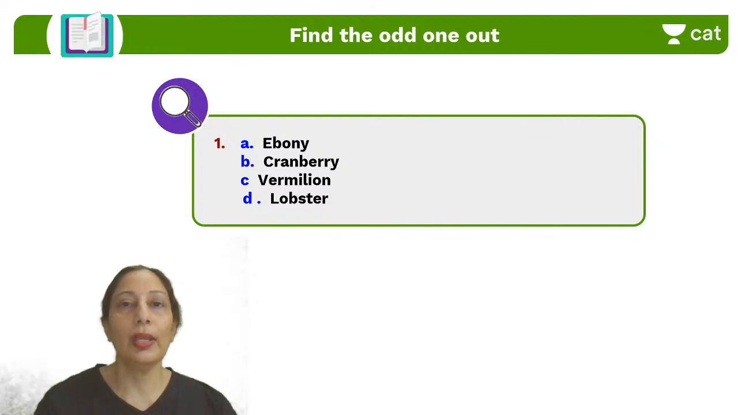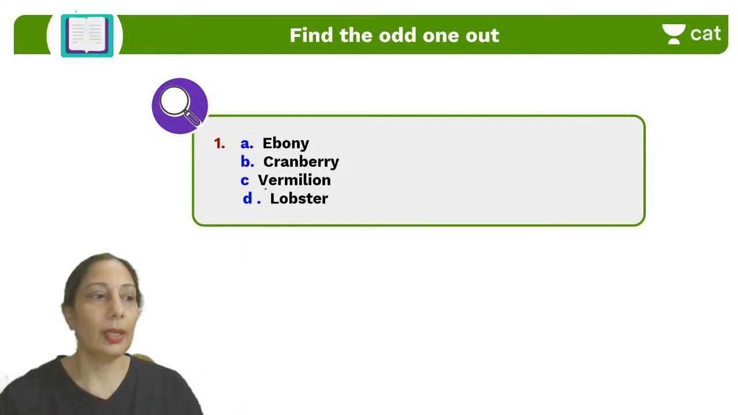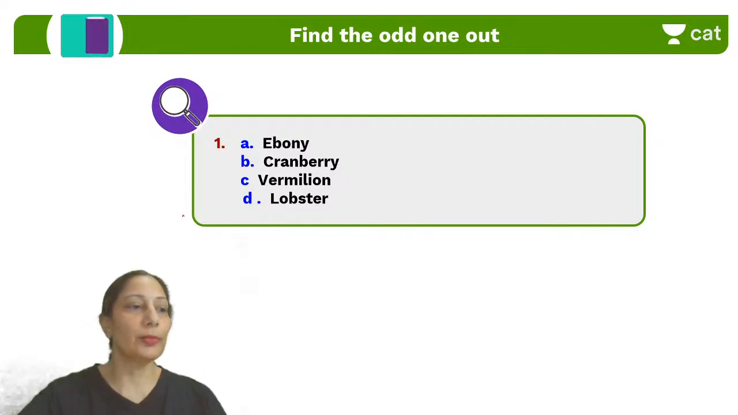Okay, now you have to find the odd man out. So it is ebony, cranberry, vermilion, lobster. What is the odd man out here, guys? Can you tell me? So this is a set of words. Which is the word which is the odd man out? I'm waiting for an answer coming from you.